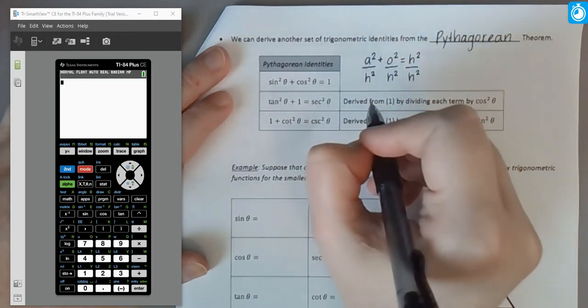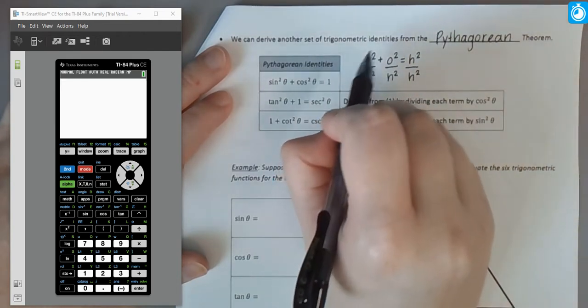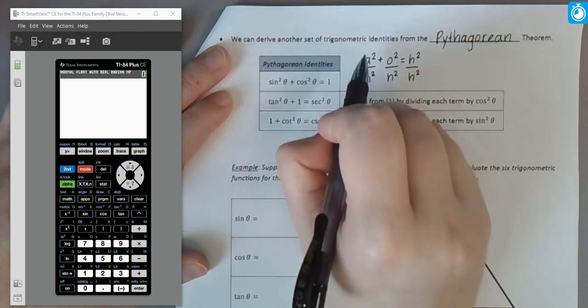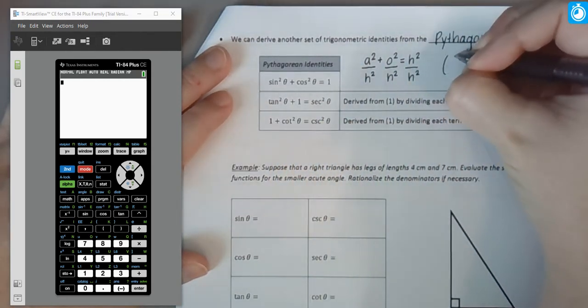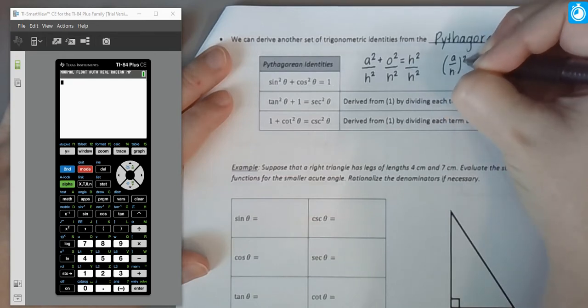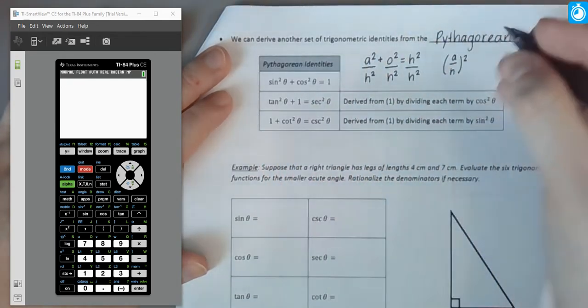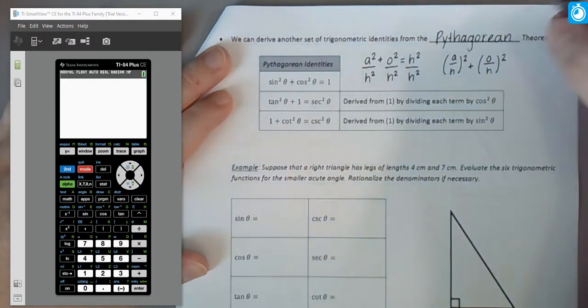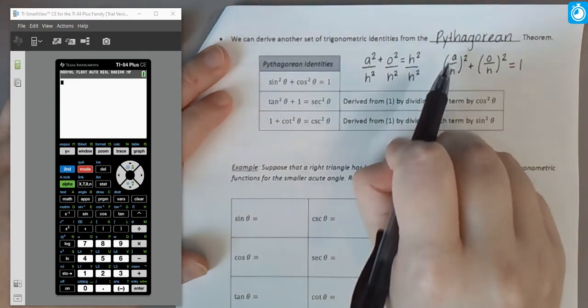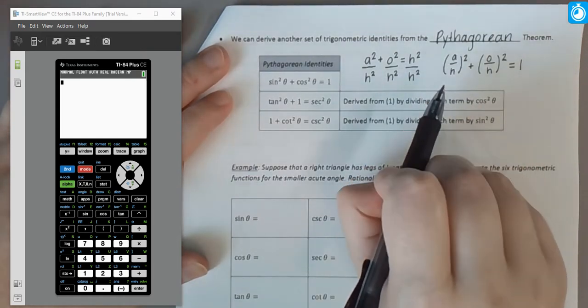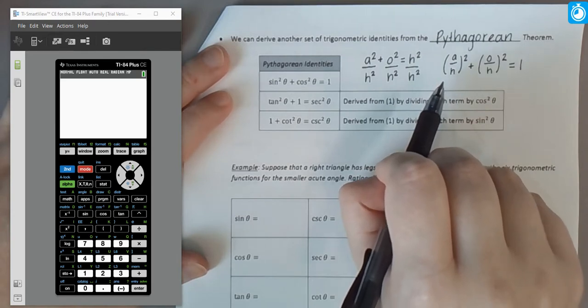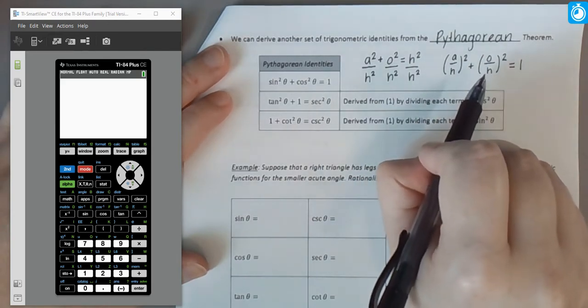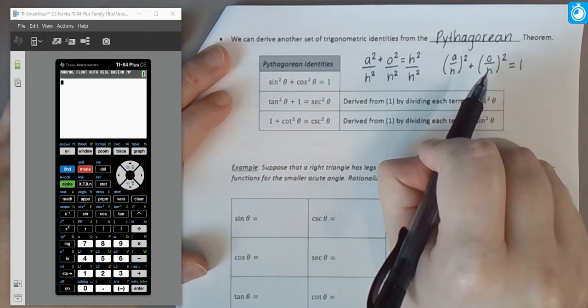So what happens as a result of this? Well, a couple different things happen. A squared over h squared, we could also write that as a over h quantity squared. In a sense, we're pulling out that exponent. And then o over h squared as well. And then h squared over h squared, well, the numerator and denominator are the same, so that division results in 1. Well, what is a over h? A over h, adjacent over hypotenuse, is our definition for cosine. And then o over h, or opposite over hypotenuse, is our definition for sine.